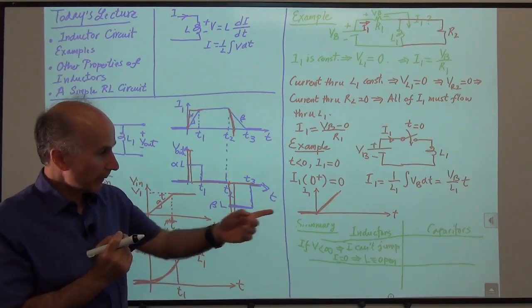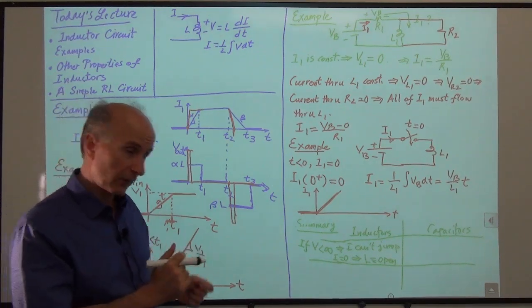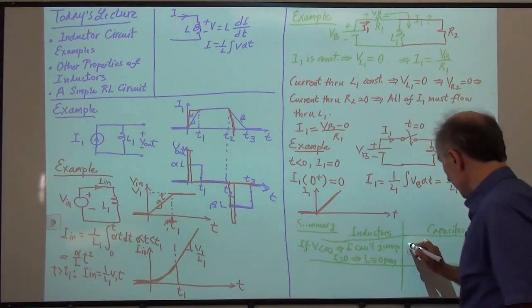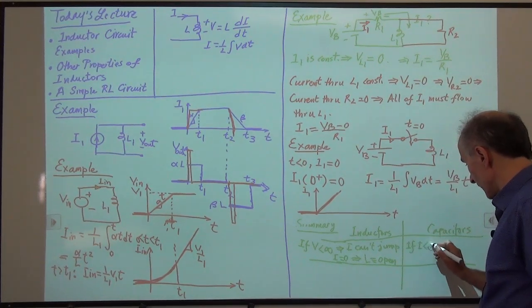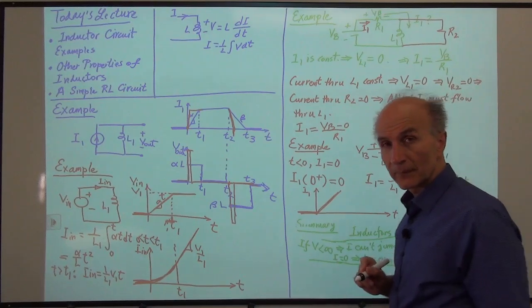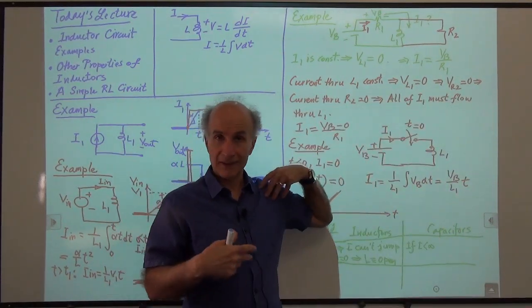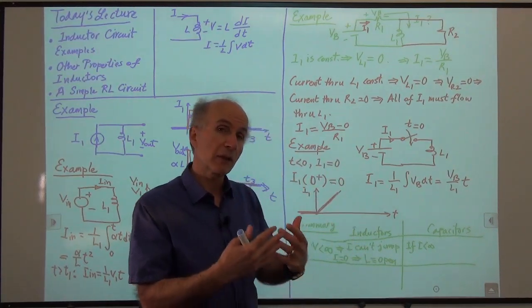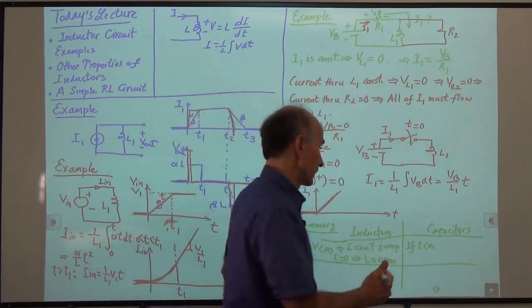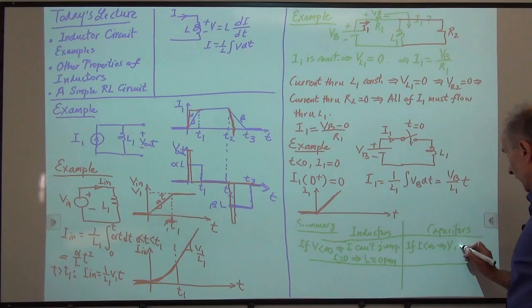Okay, for capacitors, what was the situation? Well, for capacitors, it was the other way around. We said that if the current available for a capacitor is not infinite, so we have a capacitor connected to the rest of the circuit, and the rest of the circuit is not capable of giving it infinite current, then the voltage across the capacitor cannot jump. So we said V can't jump.